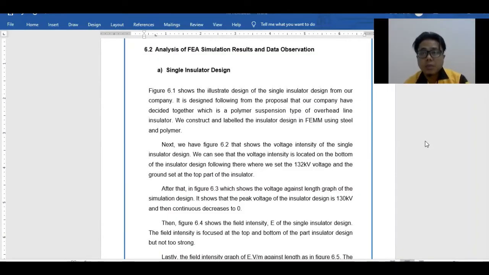Assalamualaikum and hi, my name is Mawende Afranto. I would like to explain the analysis of FEA simulation results and data observation.